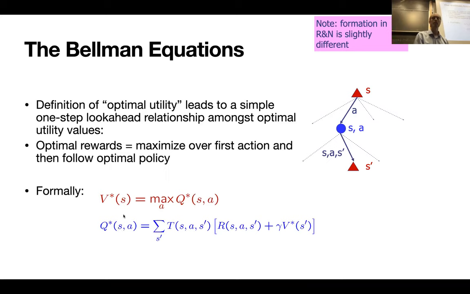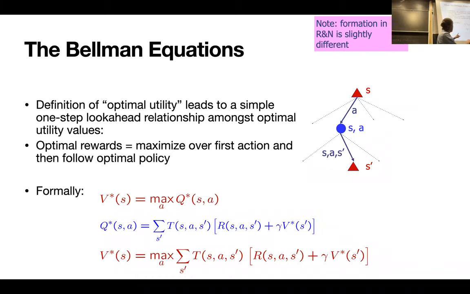Now the optimal Q state, which means the optimal value of being in a state and taking an action A, is a sum over all possible states S prime we can end up in, times the reward plus the discounted future rewards, which is the optimal value of that state. So it's the current rewards that we get plus discounted future rewards, which is what values mean.